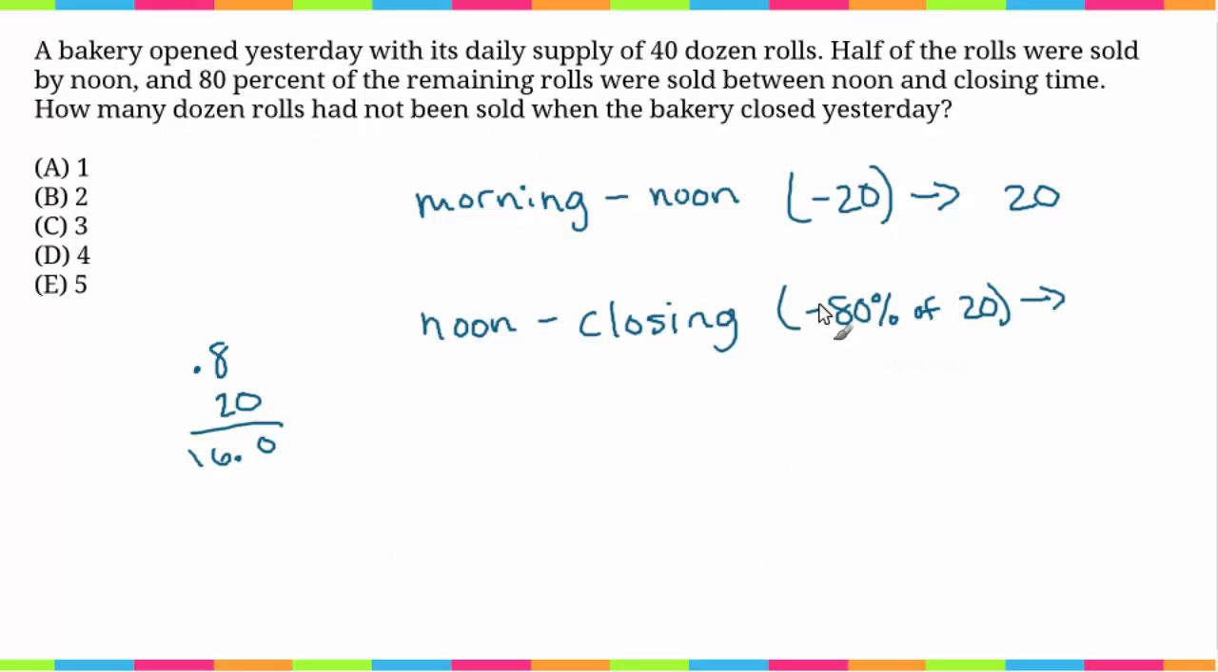So that's how many were sold, remember? So of our 20, we have to subtract the 16, and that gives us 4.